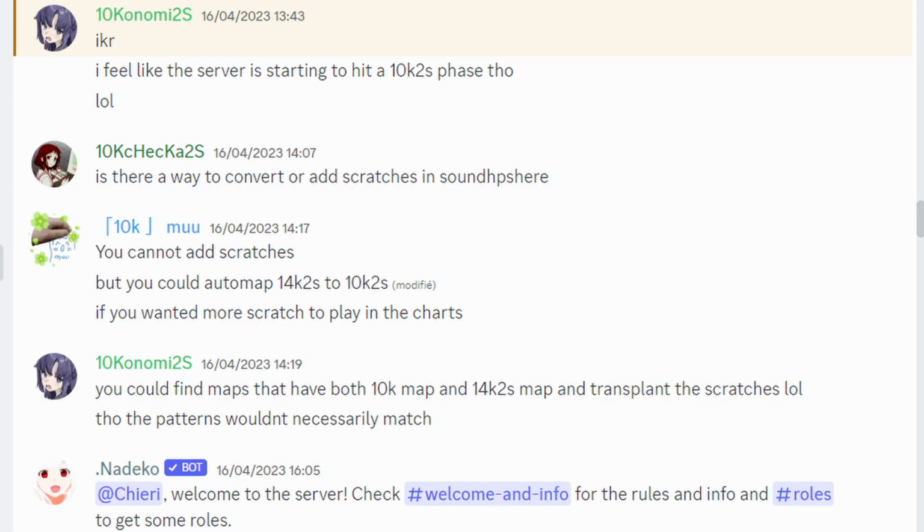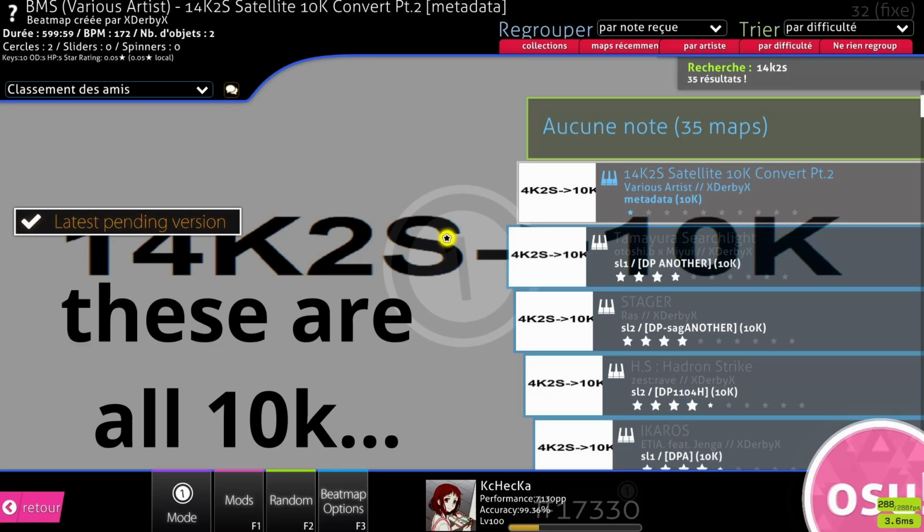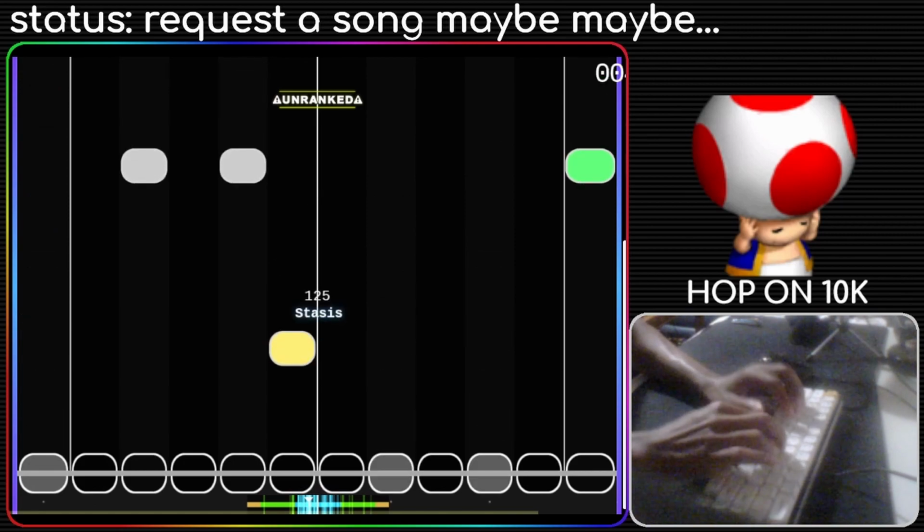Someone had the idea of converting some 14K 2S maps into 10K2S, as SoundSphere usually does a good job of maintaining the general structure of a map. That could work, but I've yet to try it. I don't even own any 8K DP maps. That seems like all the main points I wanted to say in this video.